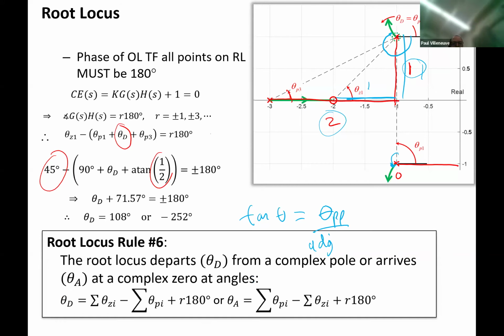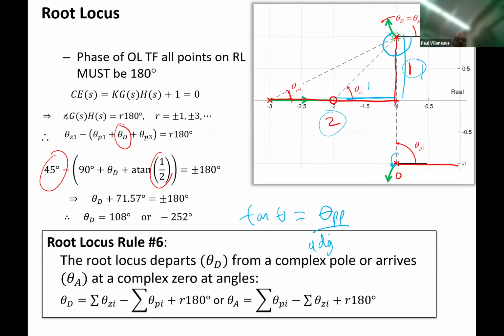So here's the formal one: the angle of departure for complex poles, and arrival at complex zeros. You have theta d equal to the sum of the theta z's minus the theta p's plus or minus 180 degrees. That's just formalizing it. Or your arrival angle, so you're approaching the zero. The first one, the departure, is you're leaving a pole. The other one is you arrive at a zero.